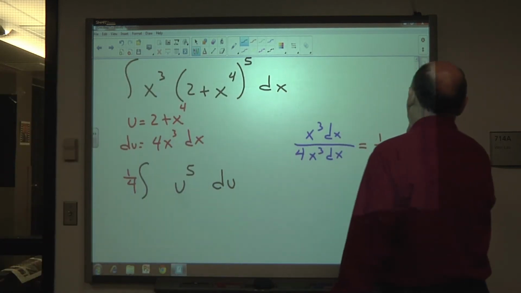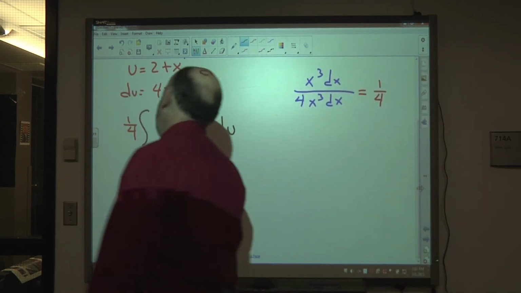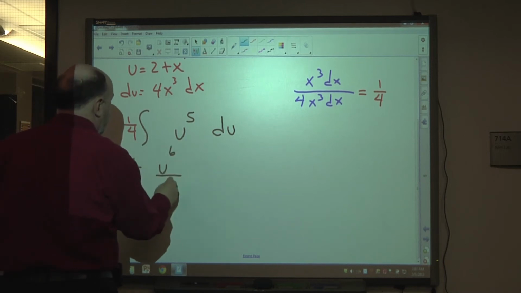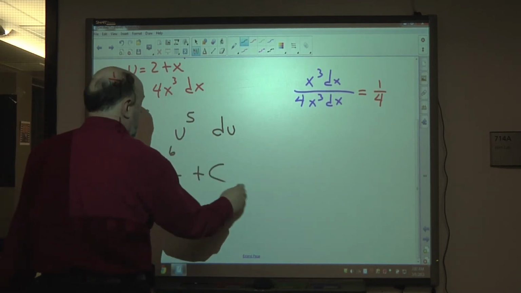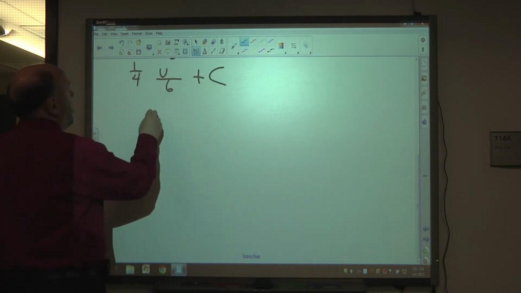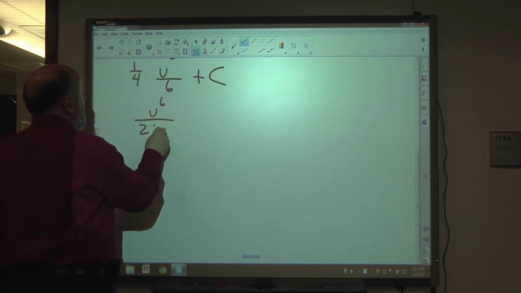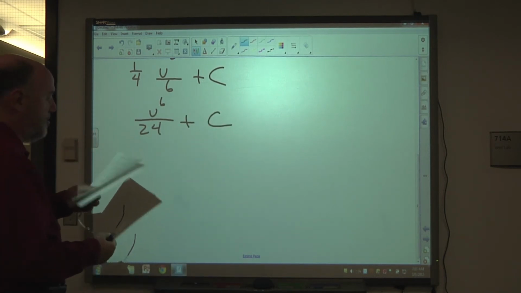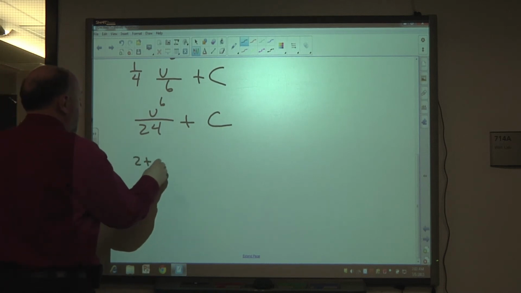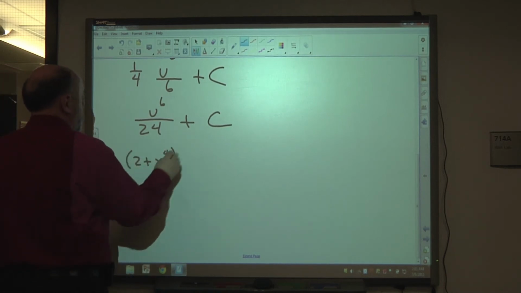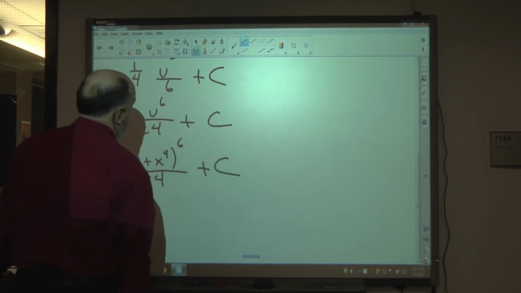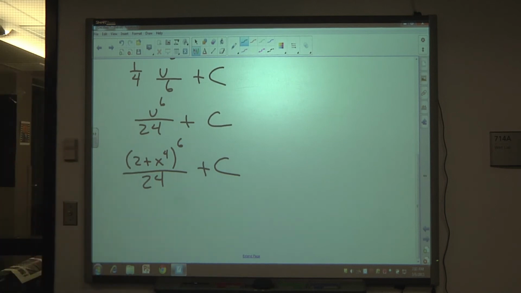Well, that's now our basic rule. And so this will give you 1/4 u to the 6th over 6 plus c. This will become u to the 6th over 24 plus c. And then the last step is to substitute back in. So we get 2 plus x to the 4th, to the 6th power, over 24 plus c.